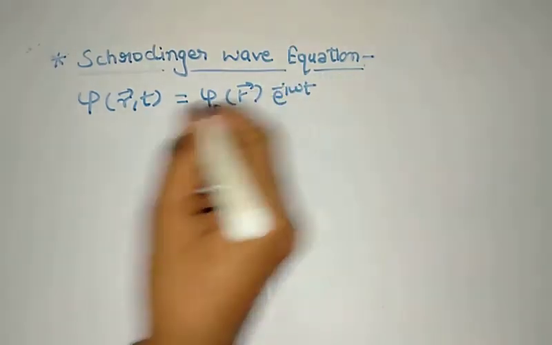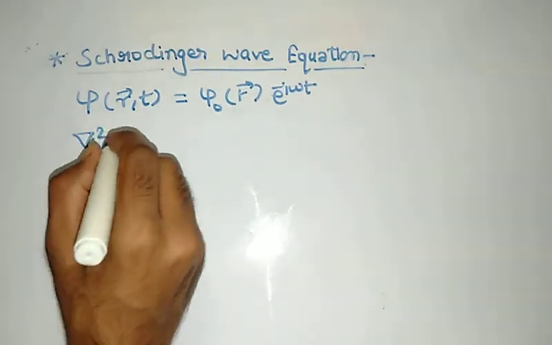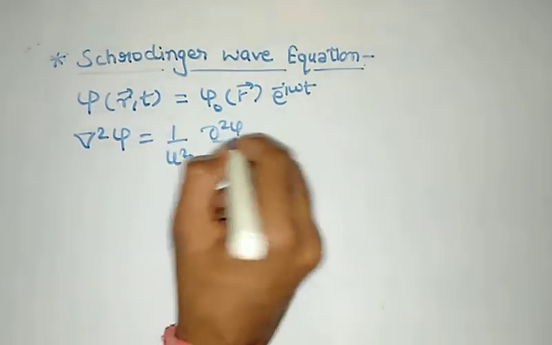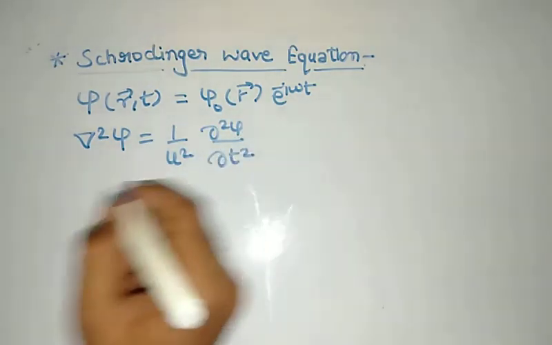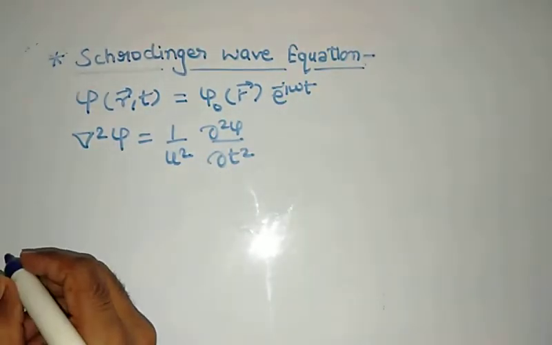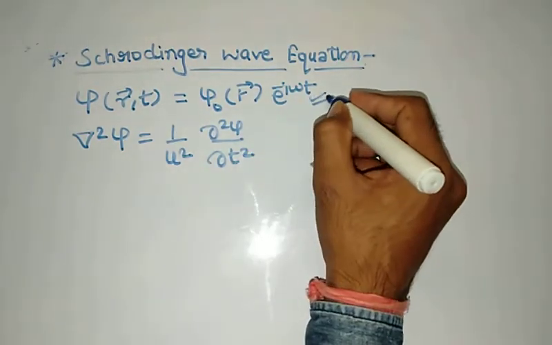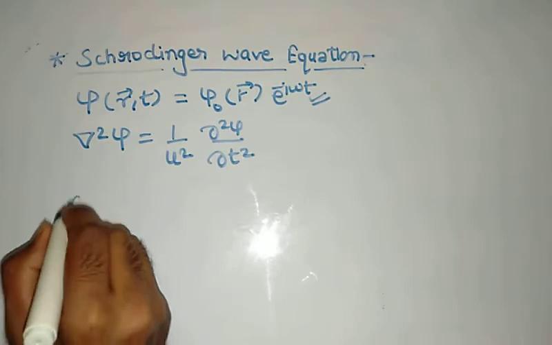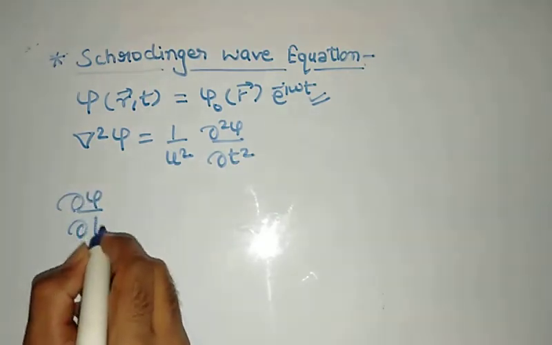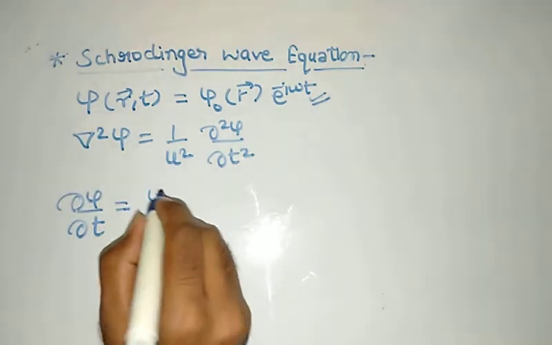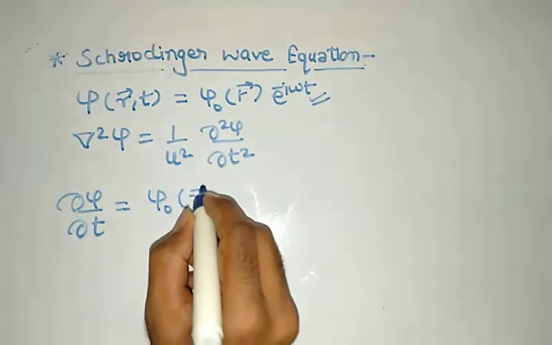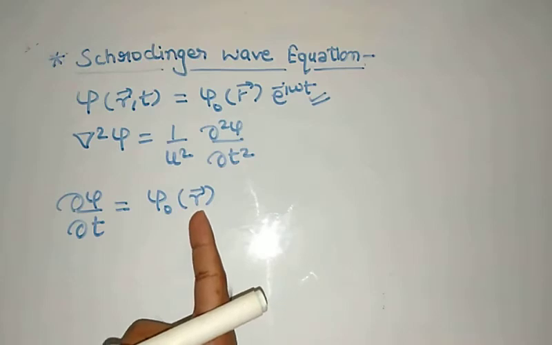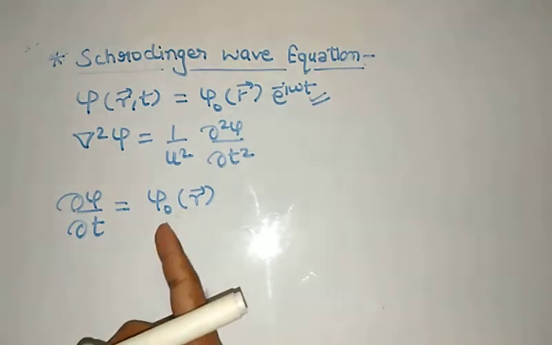exponential factor. Now the Maxwell wave equation, differentiating this equation twice with respect to t so that we can put the value here. Now find out del psi upon del t. This is psi naught, since this depends only on position vector r, so it is treated as constant.